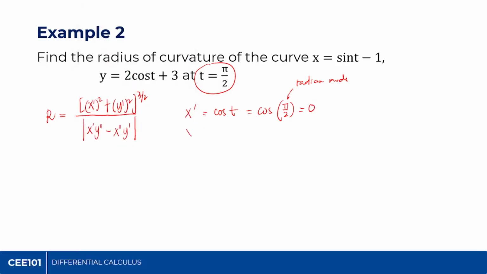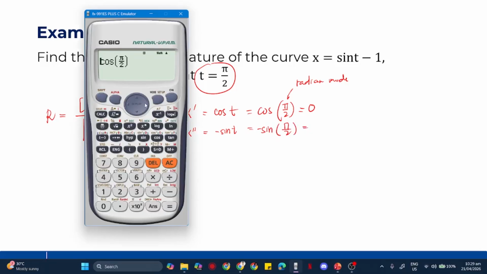Okay? Then what is x double prime? What is the derivative of cosine t? Everyone? Negative sine t. And you will evaluate when t is pi over 2. Okay, let's evaluate. So that is negative of sine pi over 2. That is equivalent to negative 1.